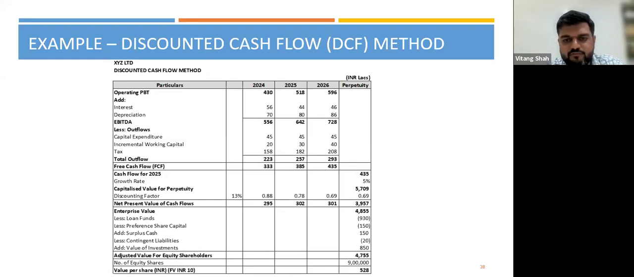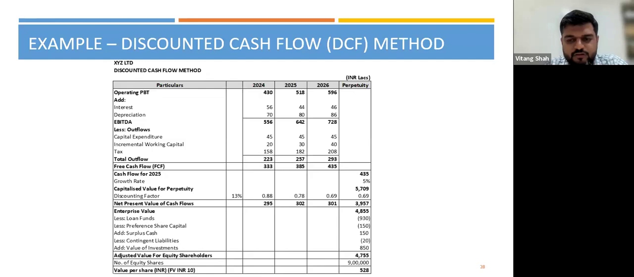I've assumed 3 years of cash flow, but the business is not going to shut after 2026. So for the cash flows of the last year, the year on which you have projections, which is the end of your explicit period, you consider a growth rate, which is called the terminal growth rate.